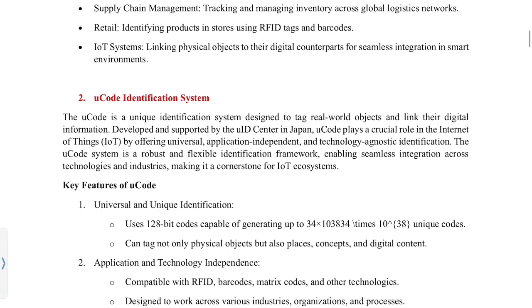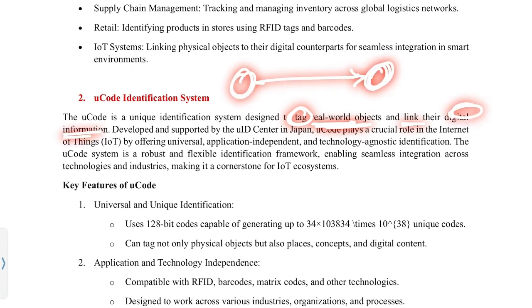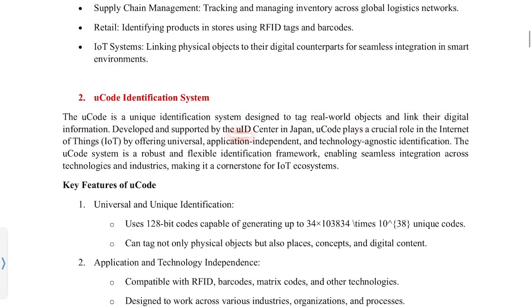Moving on further, we have the uCode identification system, again a very important topic. uCode is a unique identification system designed to tag every real world object and link to its digital information. For every real world object, there will be a digital information link that could be achieved by making use of uCode. It was developed and supported by UID Center in Japan, and it plays a crucial role in the Internet of Things by offering universal, application independent and technology agnostic identification. It is very robust and flexible, it helps us integrate with various technologies and industries, and it plays a very important role in the IoT ecosystem.